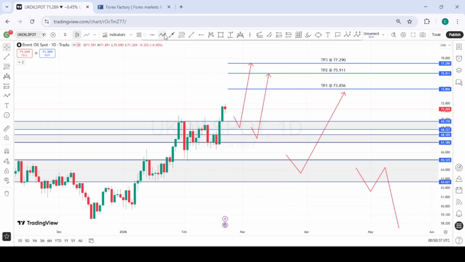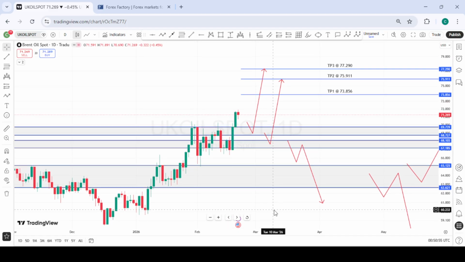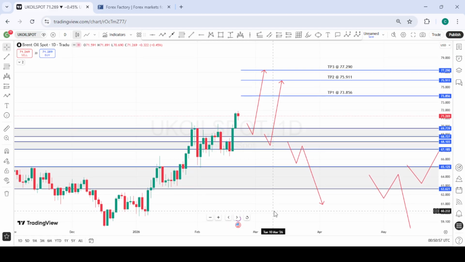But if price gives us a weekly candle closure, if we get a weekly candle close below these structures right here, then we'll consider Brent crude oil bearish. Until then, we are extremely bullish on Brent crude oil for the coming week.